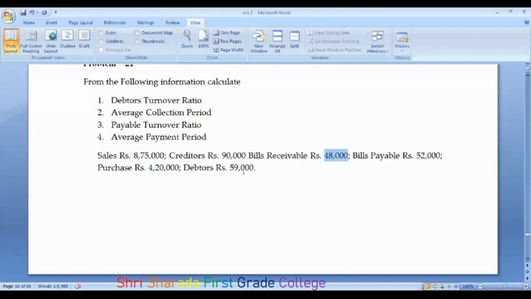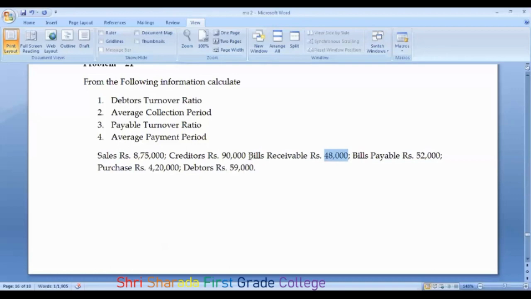So here in the case of debtors, they have given the bills receivables as well as the debtors. Sometimes you will be given the opening bills receivables as well as opening debtors and closing debtors, as well as opening bills receivables and closing bills receivables. All that information should be taken into consideration. Here there is 48,000, along with that debtors is 59,000.